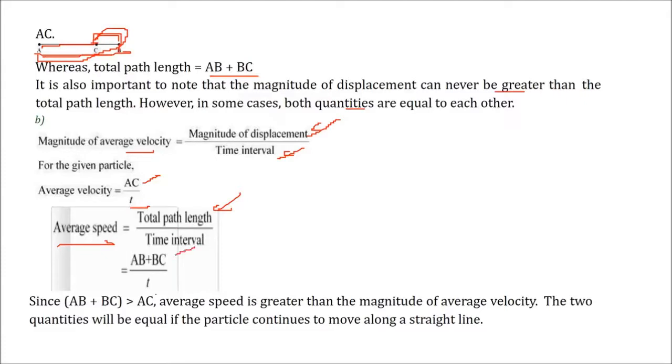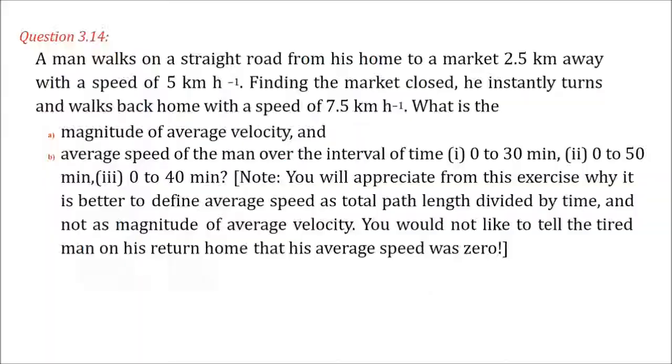The total path length by time interval is AB plus BC by T, and this AB plus BC has to be greater than AC. So average speed is greater than the magnitude of average velocity, and these two quantities will be equal if the particle continues to move along a straight line.